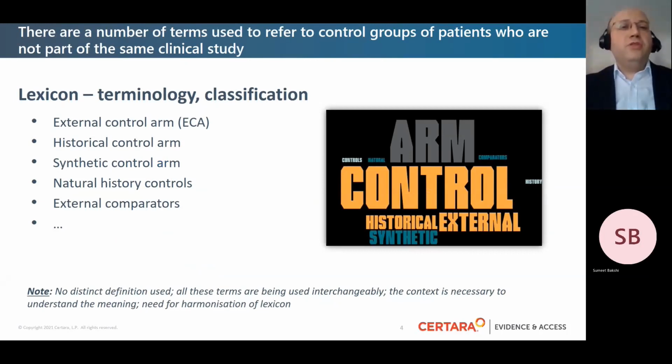Speaking of terminology: external control arm, historical control arm, synthetic control arm, natural history controls, external comparators. Do these terms mean the same thing, or do they mean something different? In reality, there is no distinct definition used or agreed, and all these terms are used interchangeably. In order to understand the exact meaning of each term under particular circumstances, you need to deep dive into the context. And this raises the need for harmonization of lexicon.